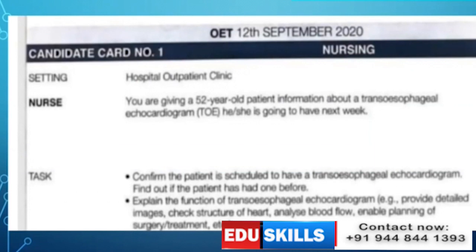Moving on to the next slide, here there is one setting. This is a hospital outpatient clinic. Here our case is: you are giving a 52-year-old patient information about a transesophageal echocardiogram he or she is going to have next week. The first task is to confirm the patient is scheduled to have a transesophageal echocardiogram, and the subtask is to find out if the patient has had one before.